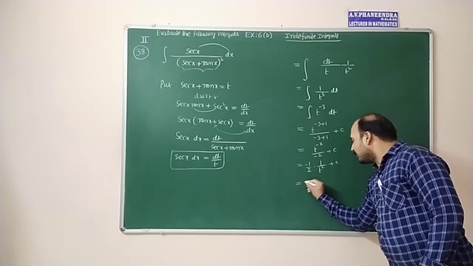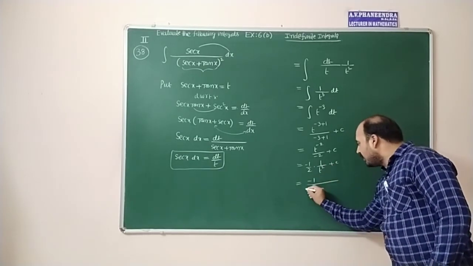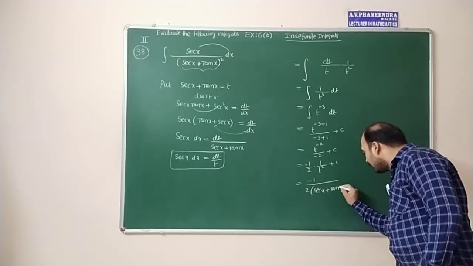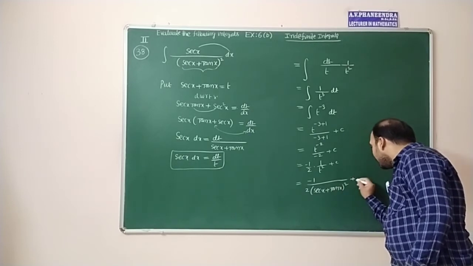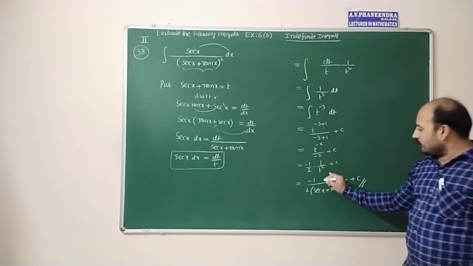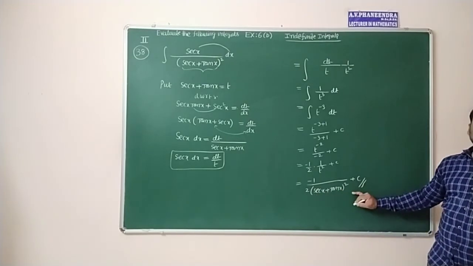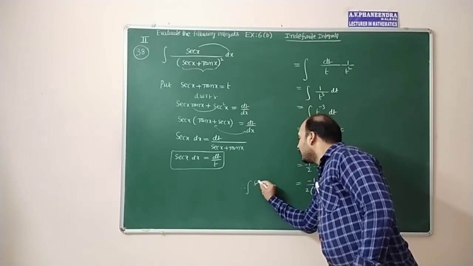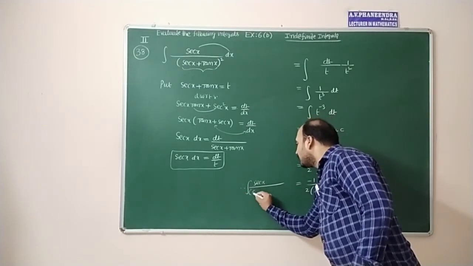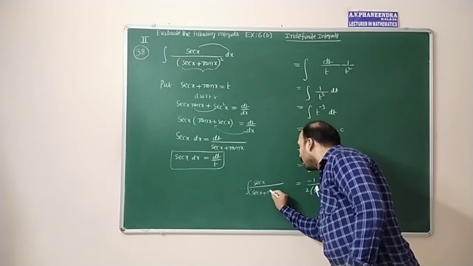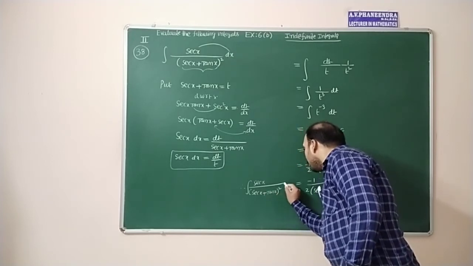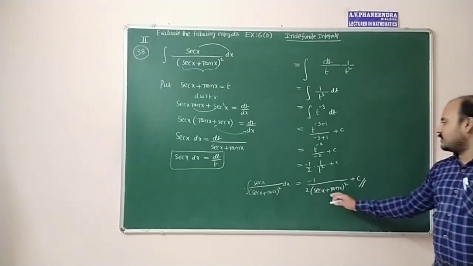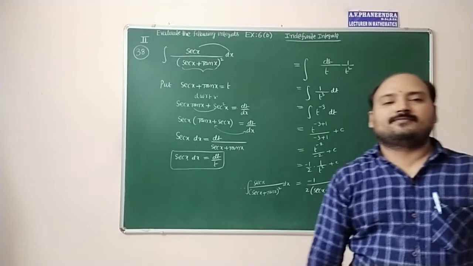We can write it as minus 1 divided by 2 into secant x plus tan x whole square, plus c. This is the given integral's answer. Integral secant x divided by secant x plus tan x whole square dx is equal to minus 1 by 2 into secant x plus tan x whole square plus c.